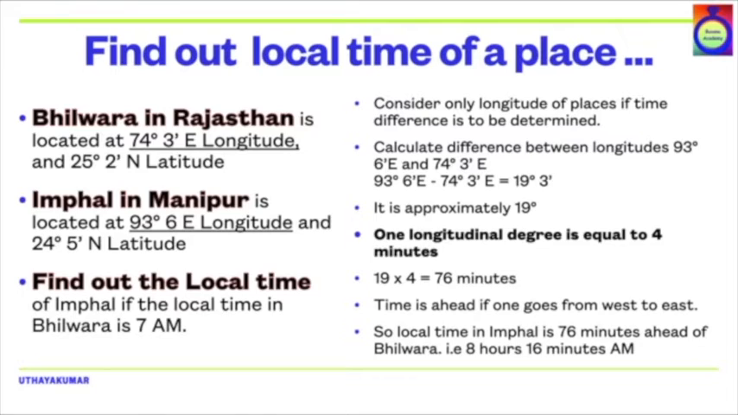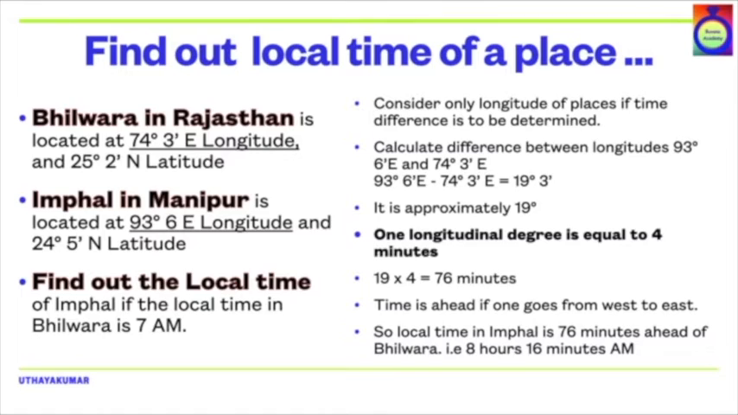Calculate the difference between these two longitudes. That works out to be 19 degree 3 minutes, which is approximately 19 degree. We have already learned that one longitudinal degree is equal to 4 minutes of time. Now multiply 4 with 19 degree. That will give 76 minutes.